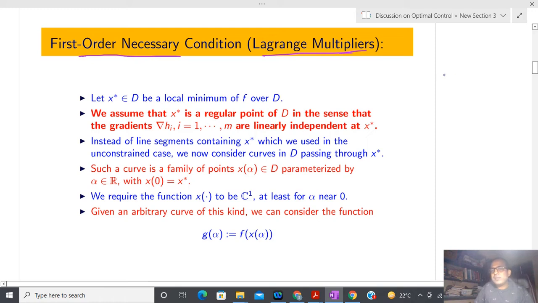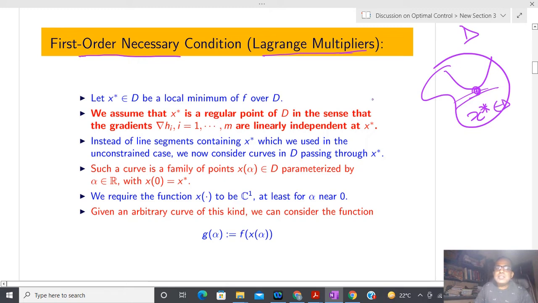So what we are assuming is that I have this region D, and I have some function, and some kind of constraint, which is given by h1, h2, up to hm, all equal to 0, so an equality constraint. After that I am assuming that I have a certain kind of minima, x star belongs to D, meaning in this region only the minima is going to belong.